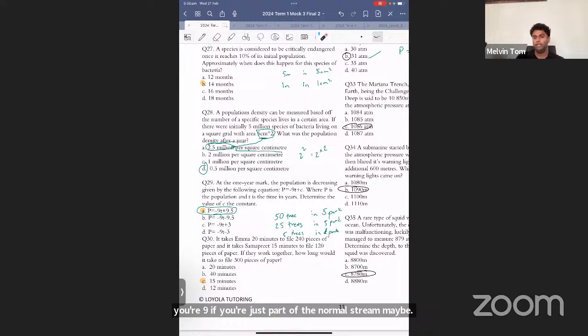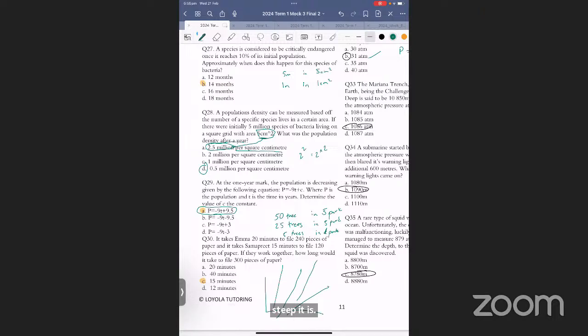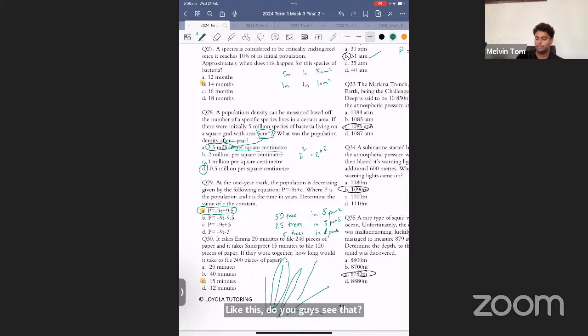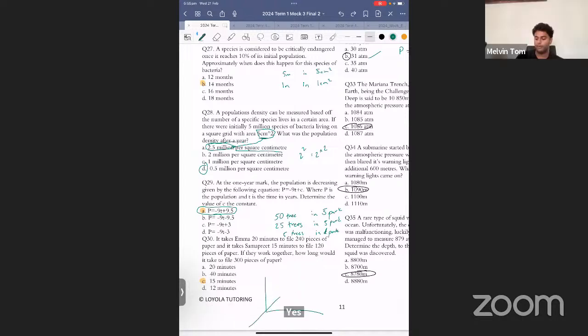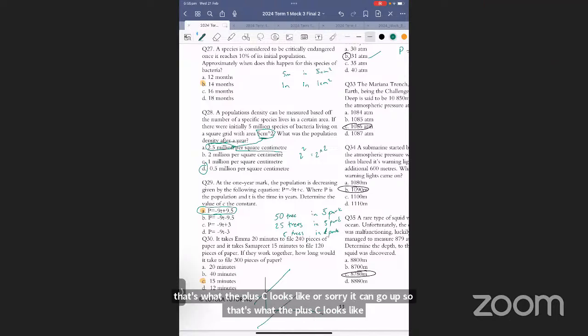But basically, when you have a linear line, something that goes in a straight line, usually it has a degree of how steep it is, like this. Do you guys see that? Like this is really steep. This is less steep, or this is less steep. Do you understand? But then a perfect line looks like this, but sometimes a line can move across, or sorry, it can go up. So that's what the plus C looks like. Or down, like this. Thank you. All right.